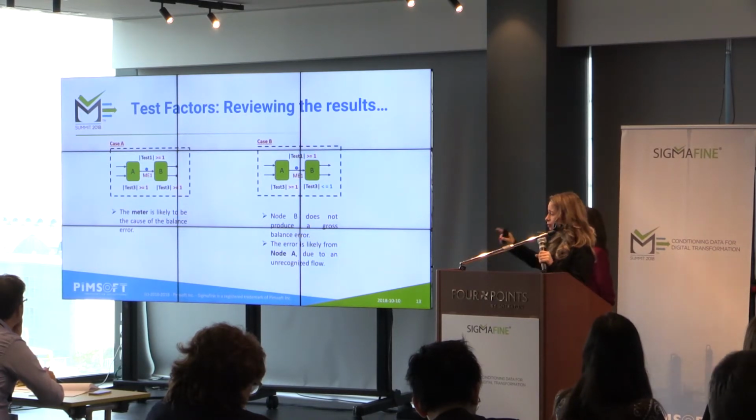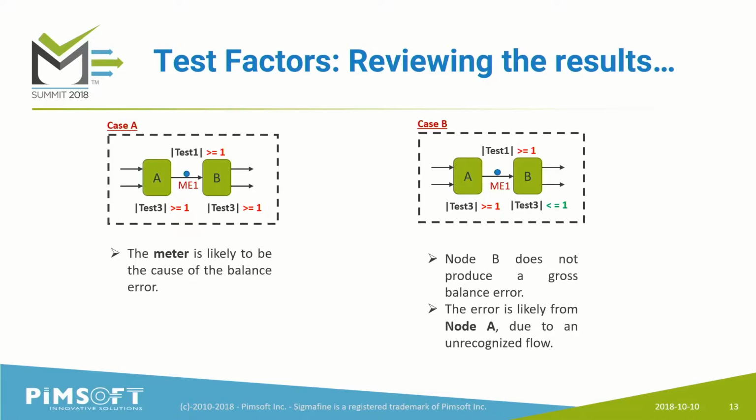For example, in the first case, case A, we have one meter with the result of test 1 greater than or equal to 1 in absolute value, and the balance point adjacent to this meter should also have a result of test 3 greater than or equal to 1 in absolute value. In this case, Sigmafine determines that the probable cause of error is test 1.